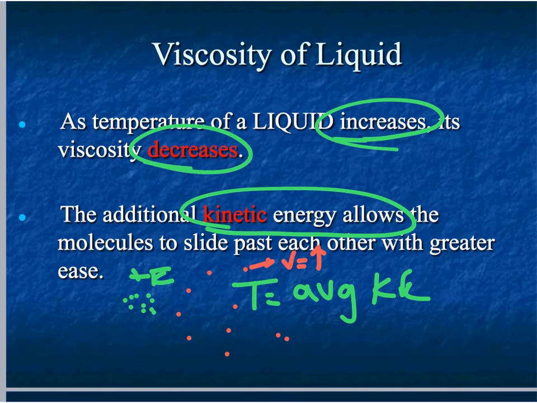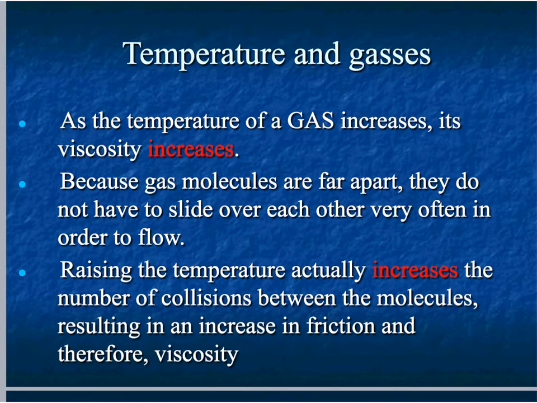Okay, so if they're a little bit less dense, guess what? They're not going to stick together as much, and they're going to pour a little bit easier. Okay, so additional kinetic energy allows the molecules to slide past each other with greater ease. Temperature in gases. As the temperature of a gas increases, its viscosity increases. Because gas molecules are far apart, they do not have to slide over each other very often in order to flow. Raising the temperature actually increases the number of collisions between molecules, resulting in an increase in friction and therefore viscosity. So interesting, right?